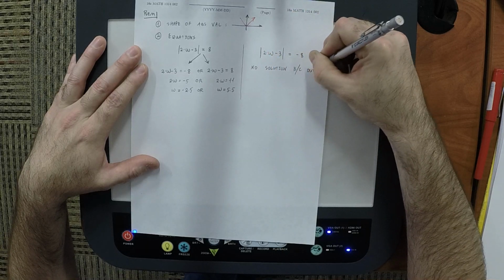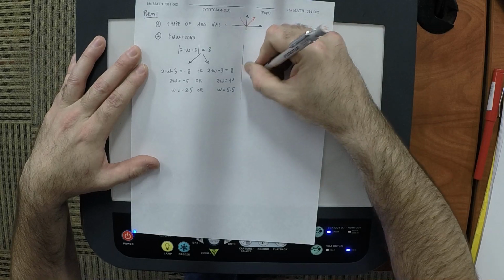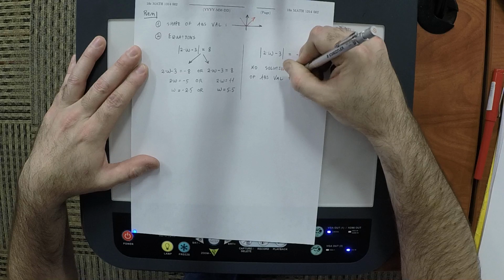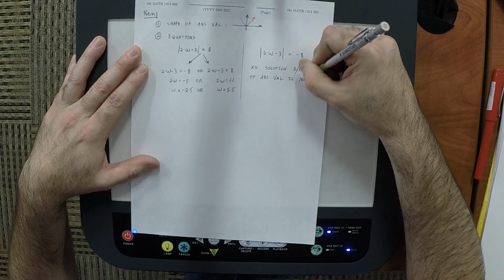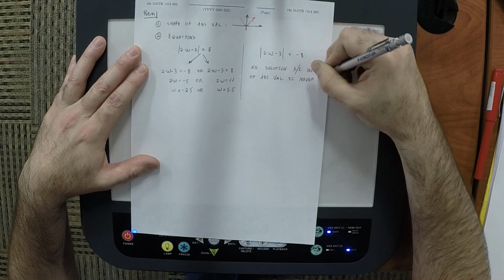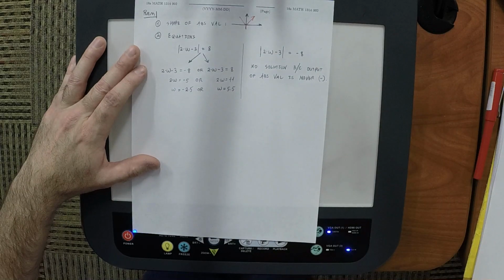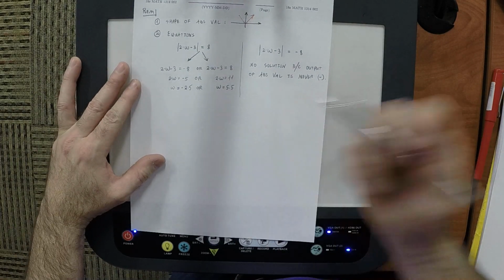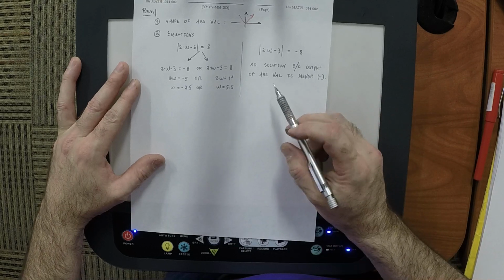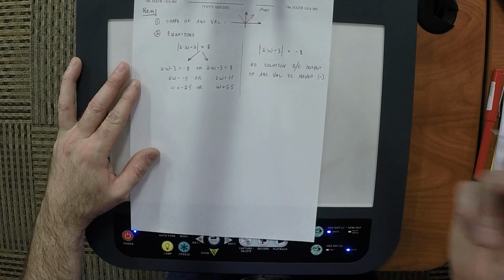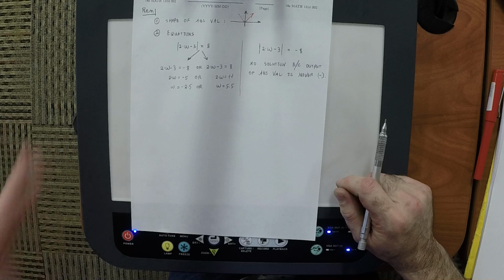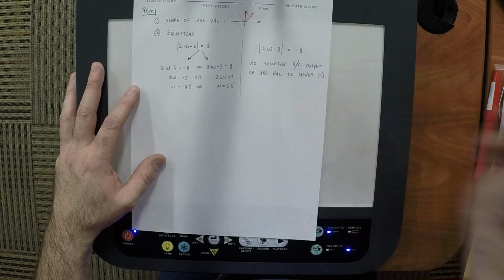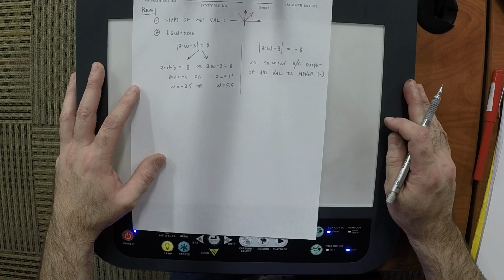because the output of absolute value is never negative. And again, to get credit on such an exercise, both of those components must be there. You have to say that there's no solution. But that's not enough. You have to say there's no solution because the output of the absolute value is never negative.